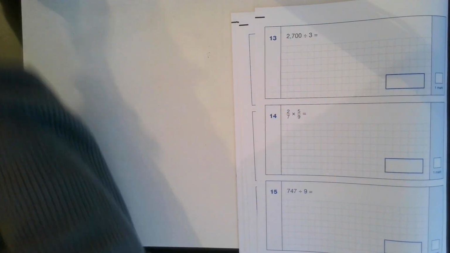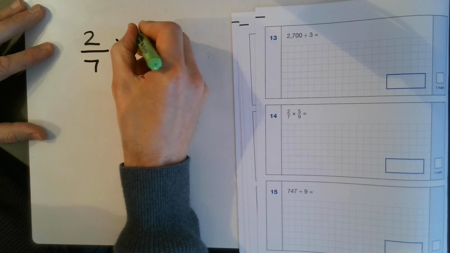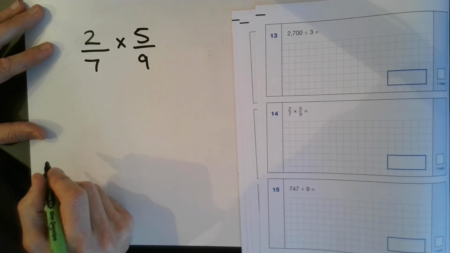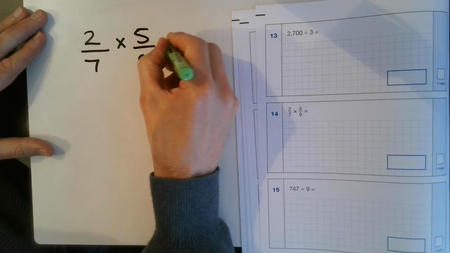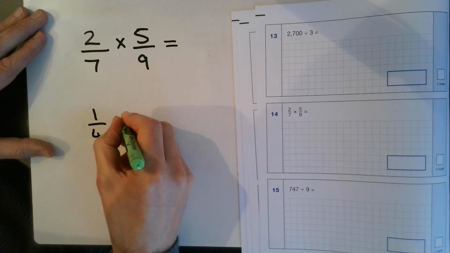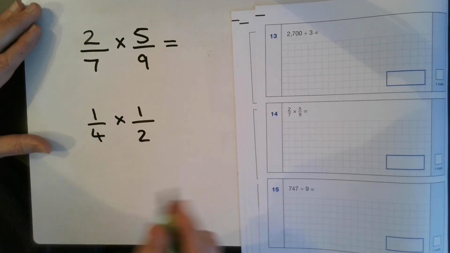Okay, question 14. So here we have 2/7 multiplied by 5/9. Now, this is multiplying fractions. So I'm just going to show you a simpler question. If we had 1/4 times a half, I'm just going to show you why this works.